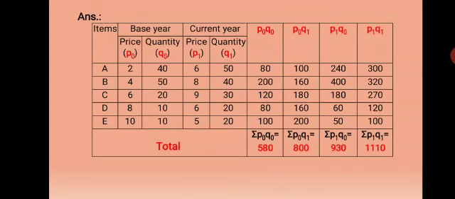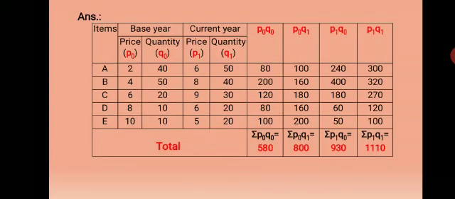Then we need to find P1 into Q0, that is 6 into 40 is 240, then 8 into 50 is 400, then 9 into 20 is 180, then 6 into 10 is 60, and 5 into 10 is 50. By adding all P1 Q0 values, we will get summation P1 Q0 is equal to 930.